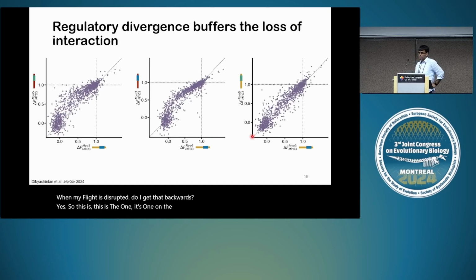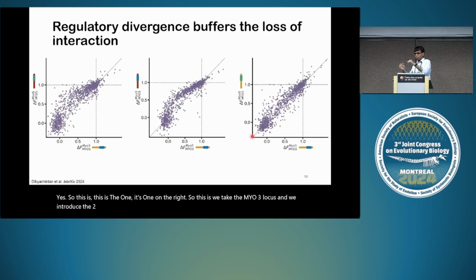Yes. So what we do is take the MYO3 locus and introduce the two domains. We also do it in the MYO5 locus, and the effect is the same. My question is, did you look to see if expression changed after doing this?